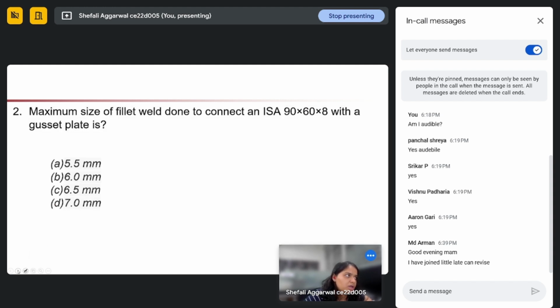Next question. Maximum size of fillet weld done to connect an ISA 90 x 60 x 8 with a gusset plate is? You have to solve this question. I will give you 2 minutes time.